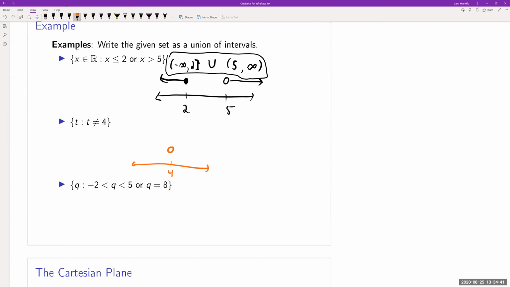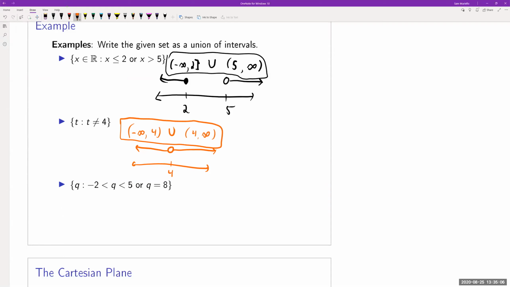4 is not included, but anything larger than 4 is included, and anything smaller than 4 is included. Now, there's a couple of ways to write this. Because I've asked for a union of intervals, what I want to consider is the two distinct pieces. I've got this first piece going from negative infinity to 4, and the second piece going from 4 to infinity. Unioning these two together gives me the answer I'm looking for.